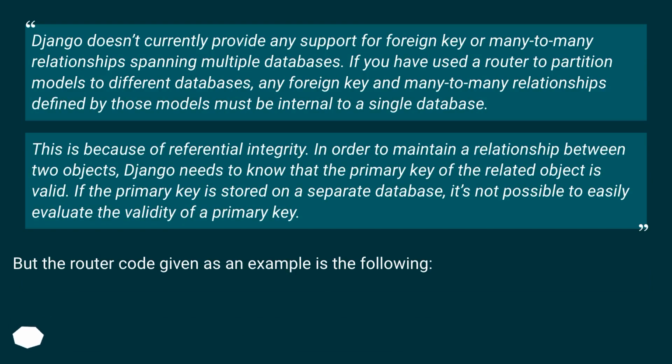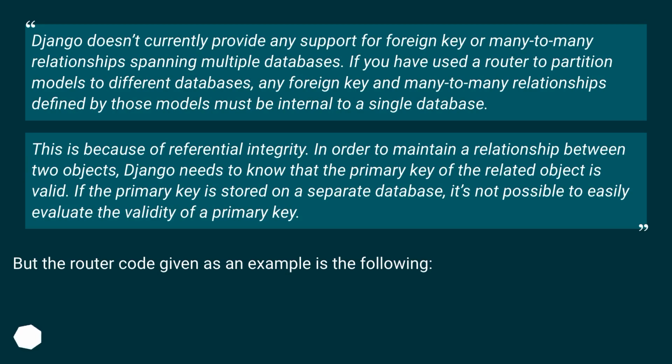Django doesn't currently provide any support for foreign key or many-to-many relationships spanning multiple databases. If you have used a router to partition models to different databases, any foreign key and many-to-many relationships defined by those models must be internal to a single database. This is because of referential integrity. In order to maintain a relationship between two objects, Django needs to know that the primary key of the related object is valid. If the primary key is stored on a separate database, it's not possible to easily evaluate the validity of a primary key.